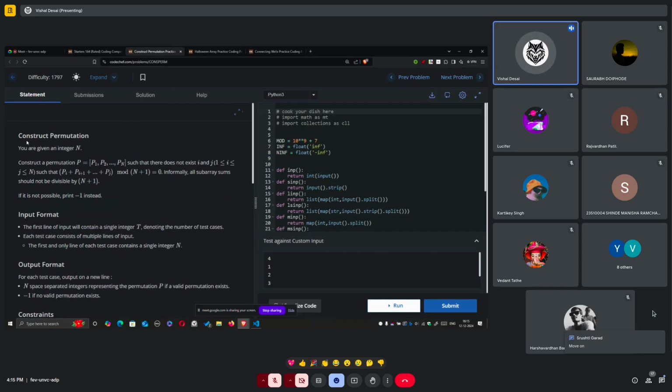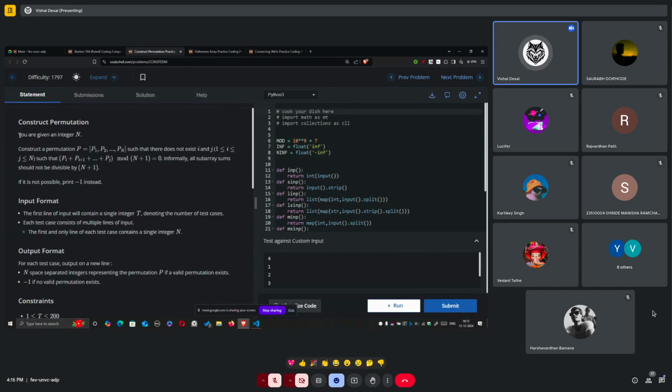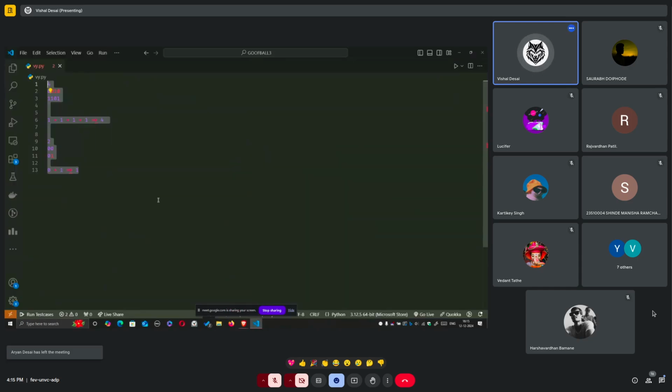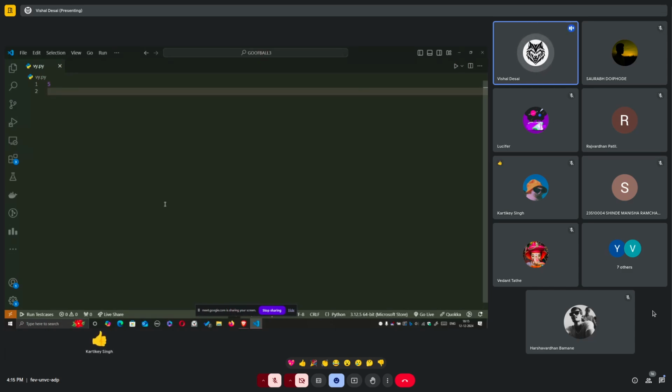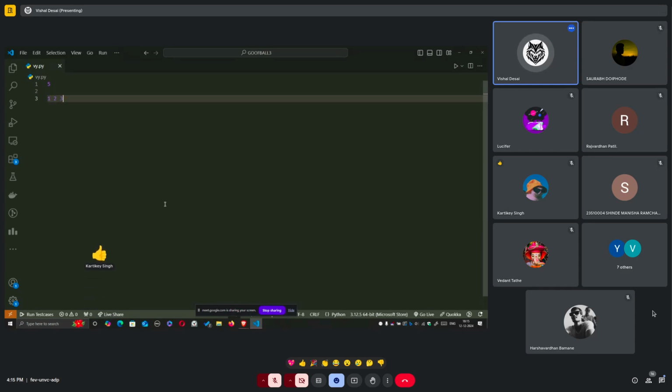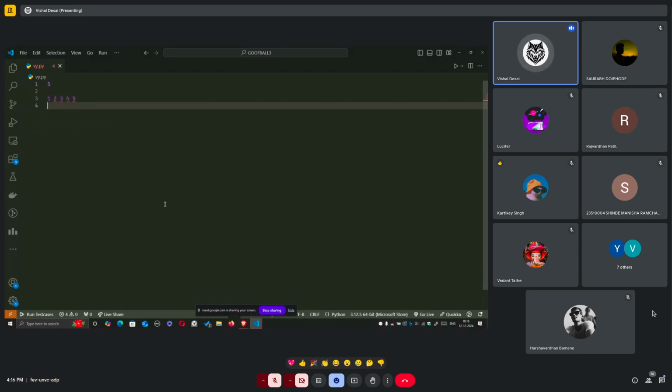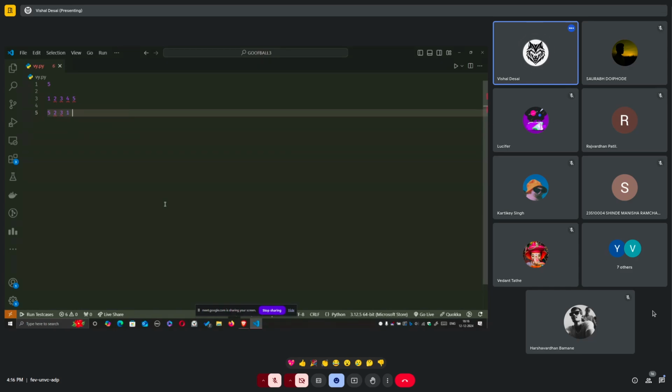The second question is construct permutation. What this question says is you are given an integer n, construct a permutation. Everyone knows permutation, right? Okay, I will tell. Simply, a permutation of size 5 contains the elements 1 to 5: 1, 2, 3, 4, 5. None are repeated and there is no zero. It can be in any order. That is this. So this is a permutation of length 5.